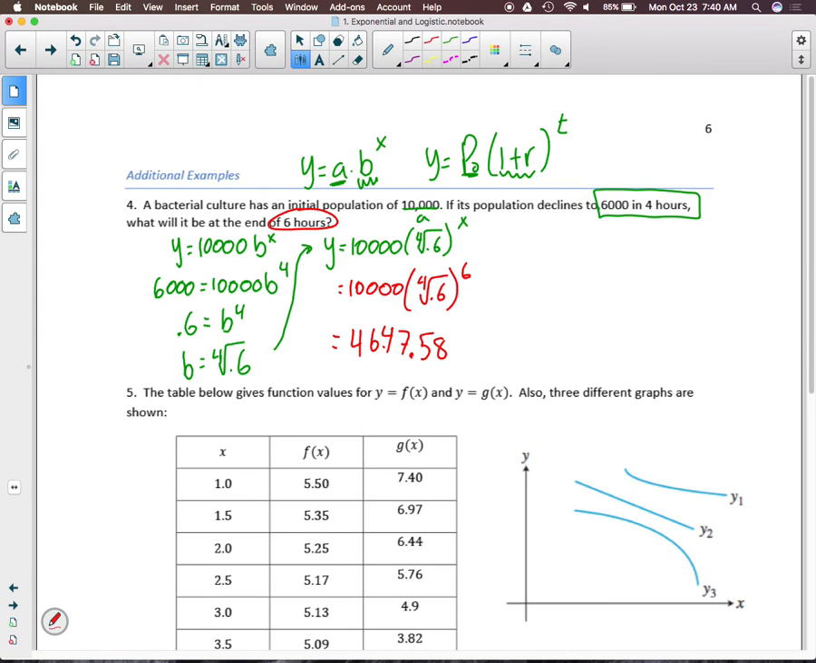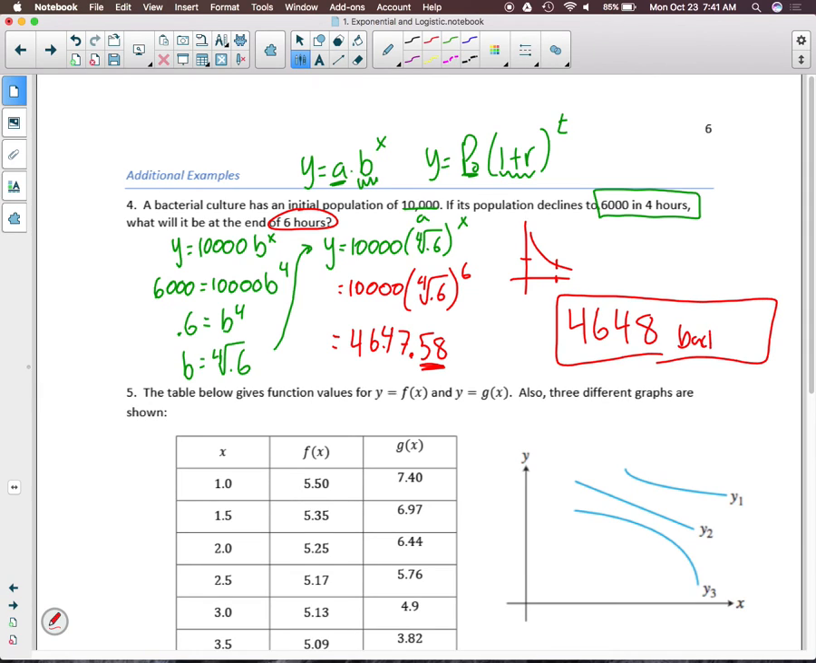Population is decreasing, right? So the graph is kind of going like this. I know you don't know the graph yet. And at 6 hours, okay, we're at that y value. I think we actually need to round up. So our answer is going to be 4,648 because we haven't fully lost that last bacteria yet. Bacterium or something like that, right? I don't know how to spell.